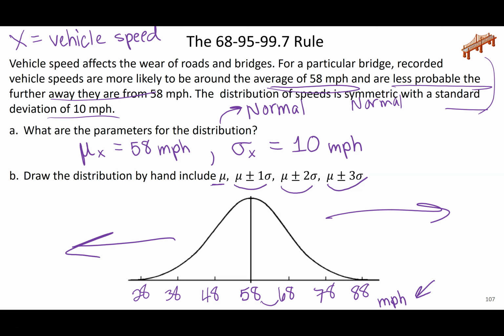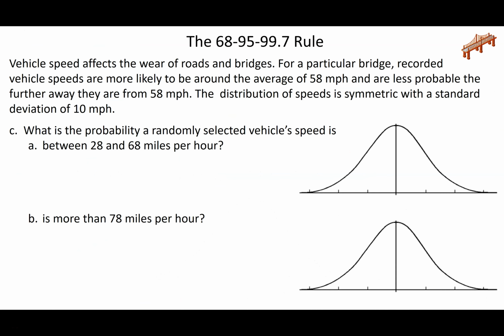So now that we have this drawn out, we're going to see about using this distribution to calculate some probabilities using the empirical rule. We have the same problem. We randomly select a vehicle driving on this bridge, and we know it's distributed normal, 58, 10, in miles per hour. What's the probability that I randomly selected a vehicle that's between 28 and 68 miles per hour? I'm going to at least write out the ones that I want.